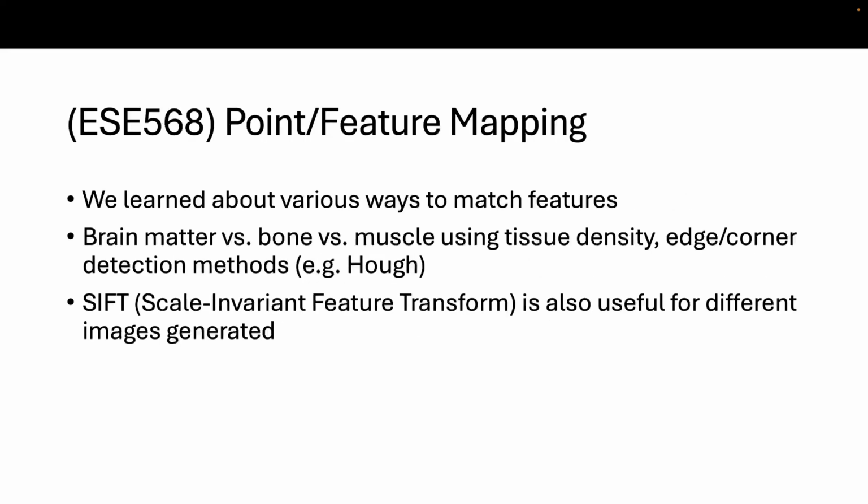And we covered some of these topics in 568. We learned about feature mapping, we learned about different methods for analyzing tissue density versus bone and muscle, and we used edge and corner detection methods. We also learned about feature transforms, such as SIFT, which is a scale invariant feature transform, and we'll cover some other feature transforms that they used.